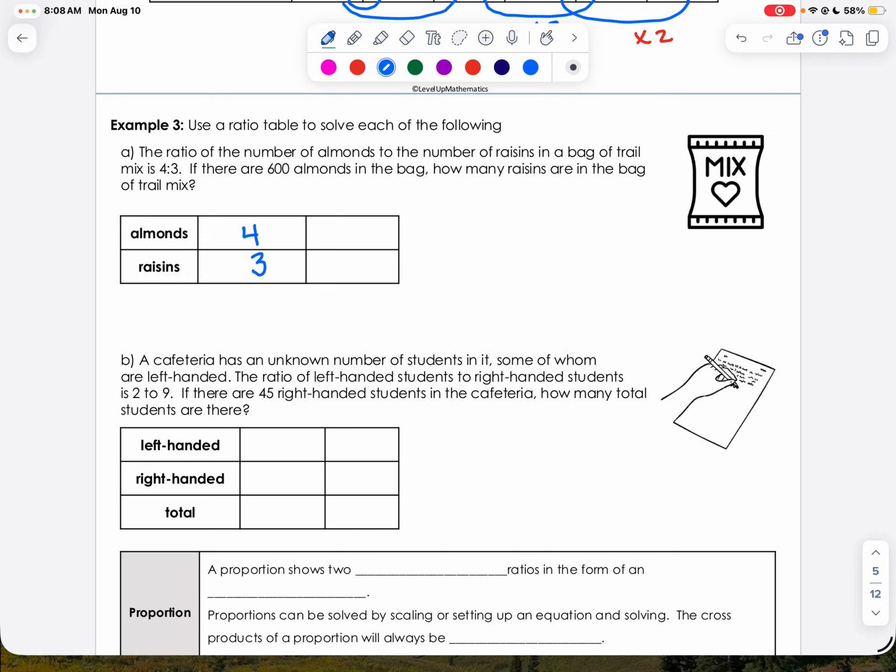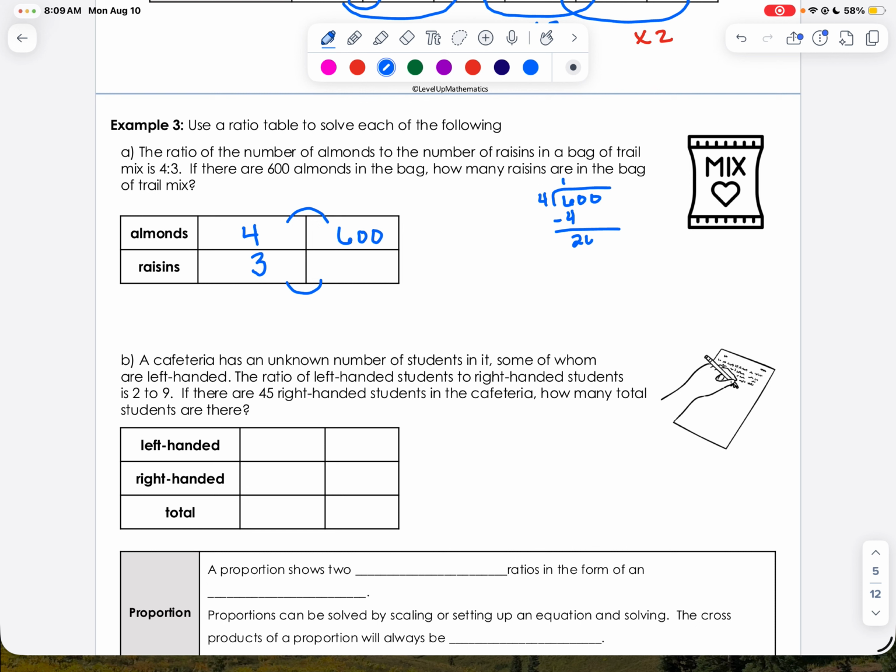If there are 600 almonds in the bag, how many raisins are there? So I want to put the 600, but I want to be sure to put it in the correct place. So because it's almonds, I'm going to put it on top. All right. Now what I have to do is figure out what scale factor are they using here to get from 4 to 600. If I could determine the scale factor, then I would know what to multiply the 3 by. So I'm going to do some simple division. I'm going to see how many times 4 will go into 600. 4 goes into 6 one time.